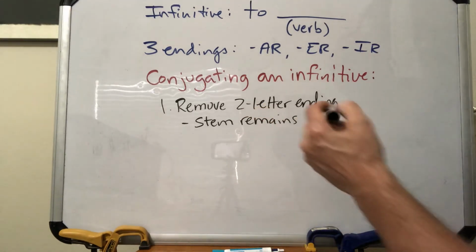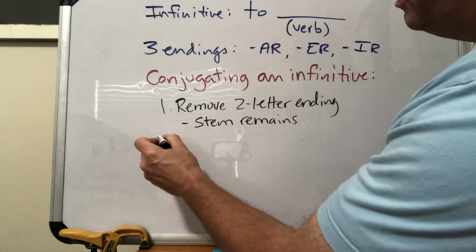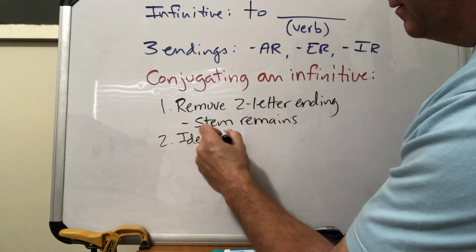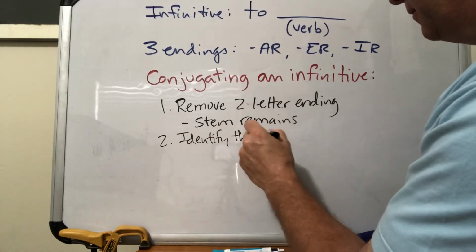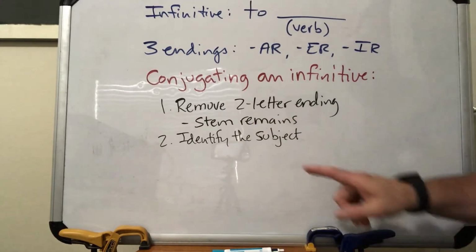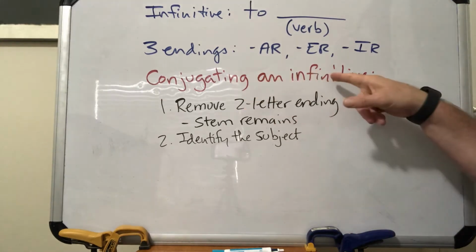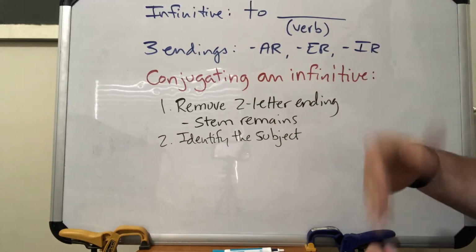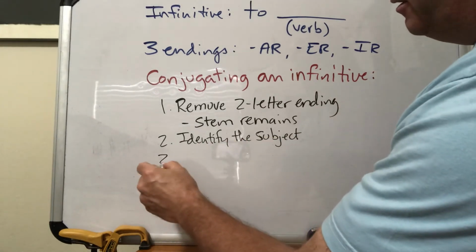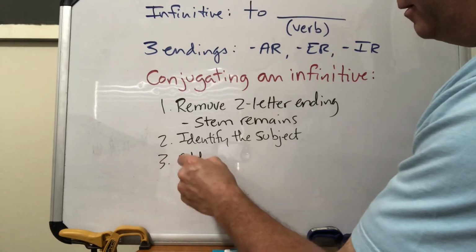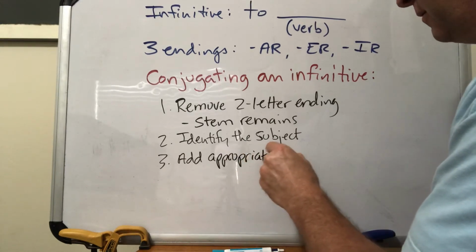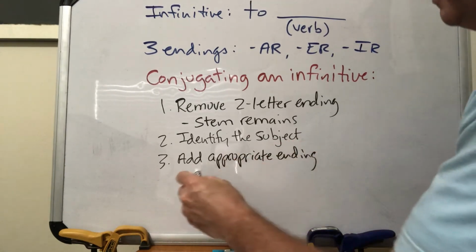So step number 2, once we have our stem, once we take our 2-letter ending off, we need to identify the subject. The whole point of conjugating an infinitive is to have it agree with the subject. So it makes sense, we need to know which subject we're dealing with. And then the third thing is add the appropriate ending to the stem.